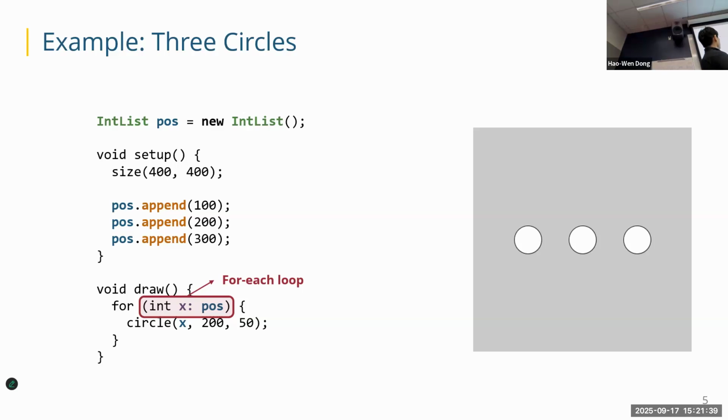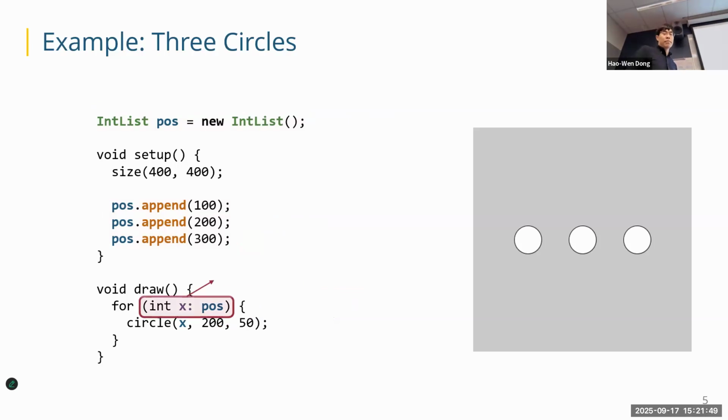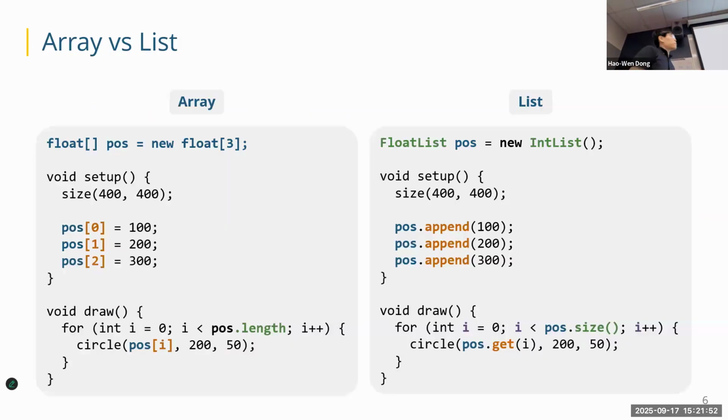So you can also do the same thing as the array, where you can do a for each loop, so that you don't need to go over this for loop. You can also do a for each loop, as we talked about for array. So it's the same thing. So pretty much, array and list look similar.